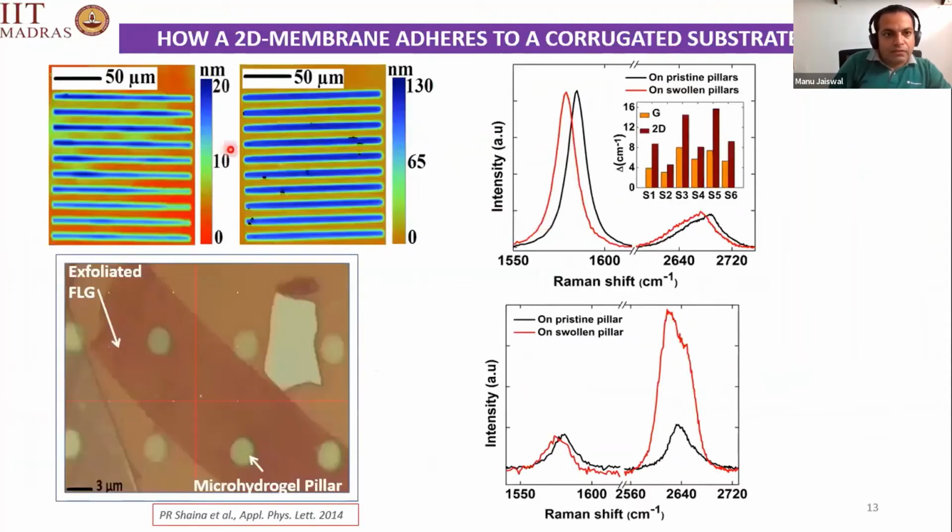You can see here when we expose this resist to a certain chemical, its height changes by a factor of nearly 10. So we have a strong control and a precisely controllable value of the aspect ratio. So what we did is we put these 2-dimensional membranes on top of these pillars and studied how they get strained or they get delaminated.